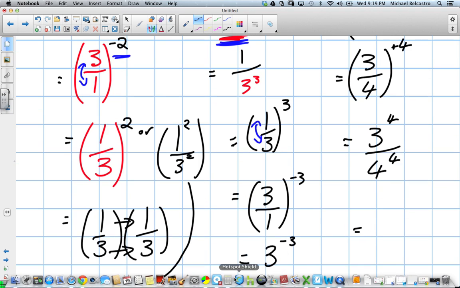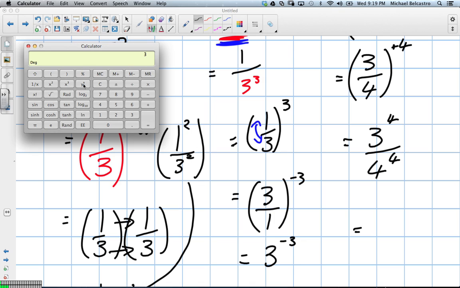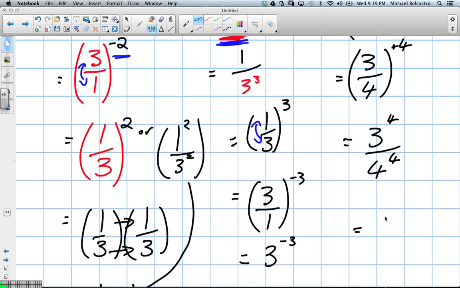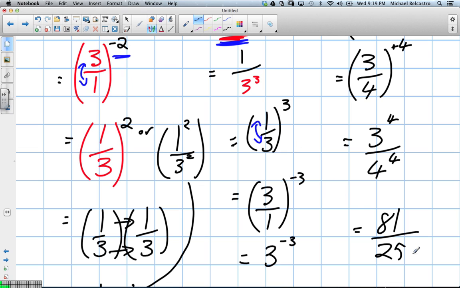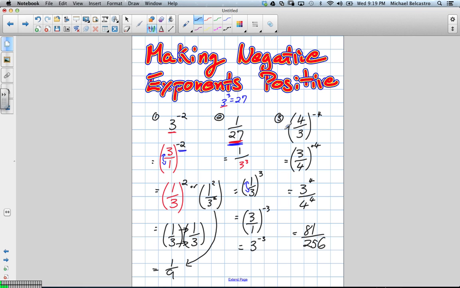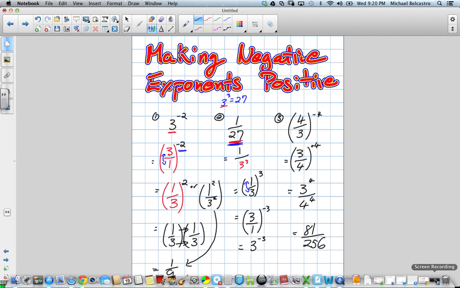Let's use our calculator. 3 to the power of 4, 81, over 4 to the power of 4, 256. And that would be your answer. Or you could divide it and get a decimal. Okay? Does that idea make sense? Yeah. For kind of switching between negatives and positives?